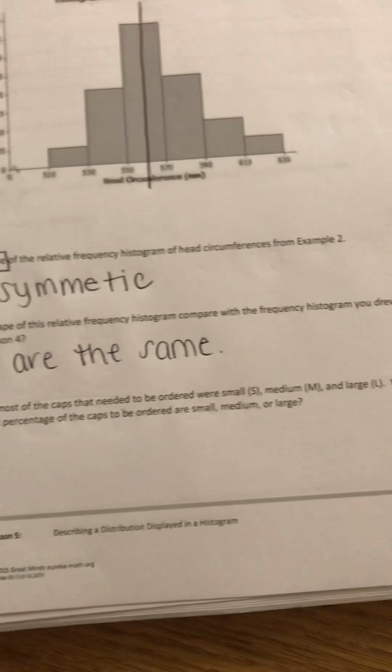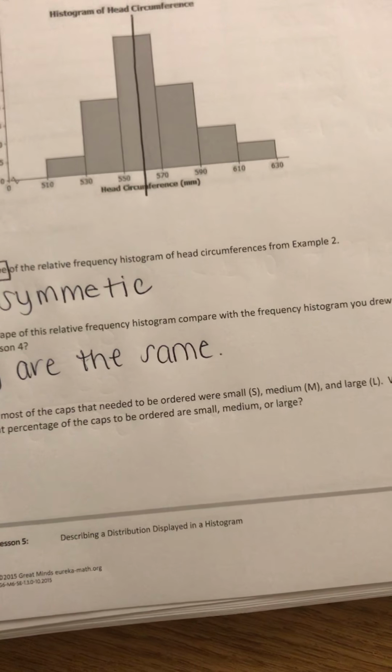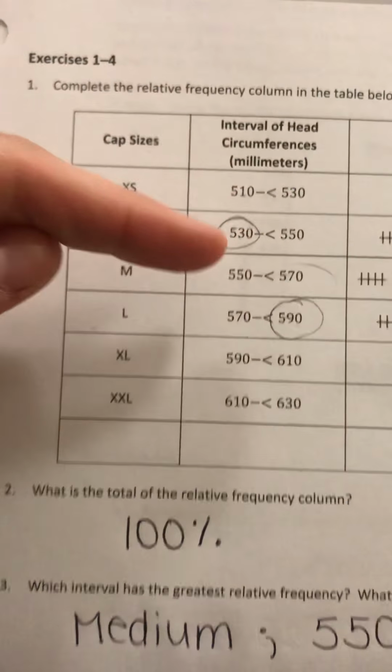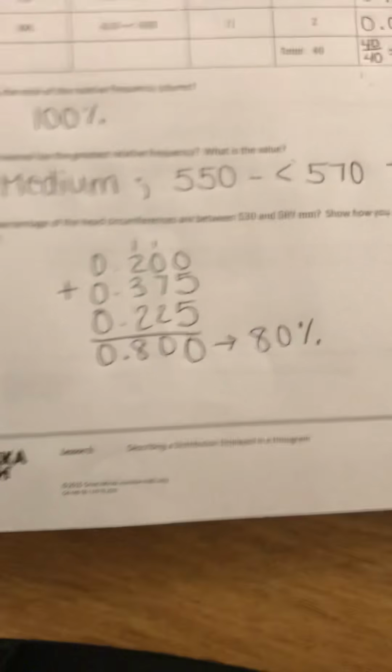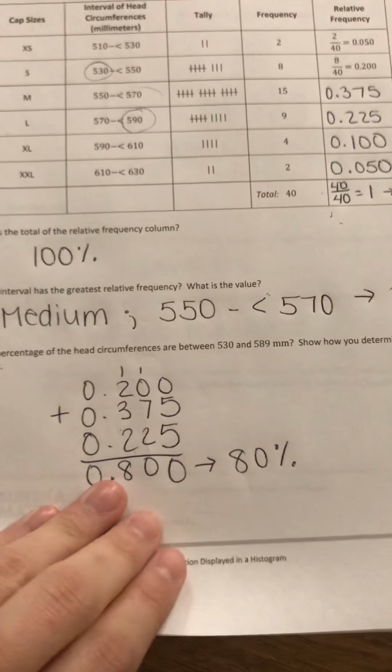So then it's asking us, it says, Isabel said that most of the caps that needed to be ordered were small, medium, and large. Was she right? What percentage of the caps to be ordered are small, medium, and large? Well, we already did that math. We calculated small, medium, and large, and it's asking. She's saying majority needs to be ordered from there. Well, she's right.